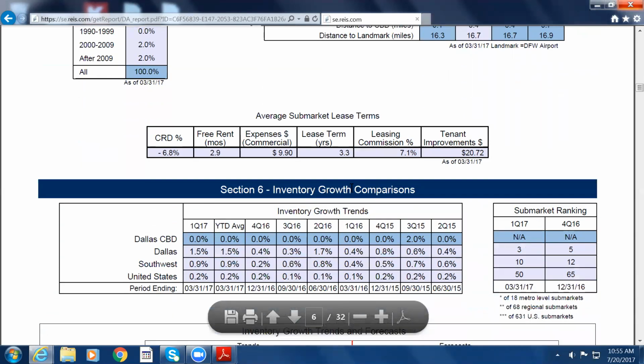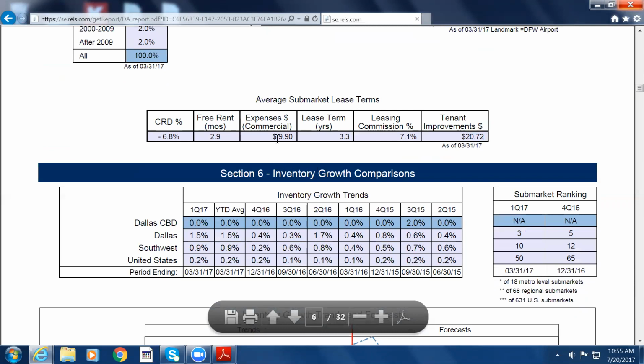Lease terms. So we've been talking about free rent mostly. Retail, office, industrial, really different animals. Not only free rent, but we also want to talk about TIs. On average, it looks like $20 per square foot. Again, these are based on gross leases and on new leases. Expenses, that tax, CAM, and insurance that we talked about before, looks like about 9.9. Leasing commission on average about 7%. Average leases are about 3 years, and then free rent about 3 months offered.